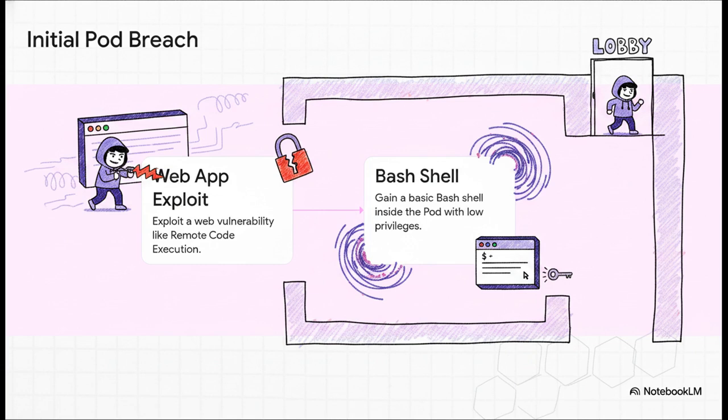With just a few lines of malicious input, they bypass the application logic completely and drop right into a basic bash shell inside the pod. Now, they usually start out with really low-level privileges, like the www-data user. So they're in the building, but they're basically just standing in the lobby.